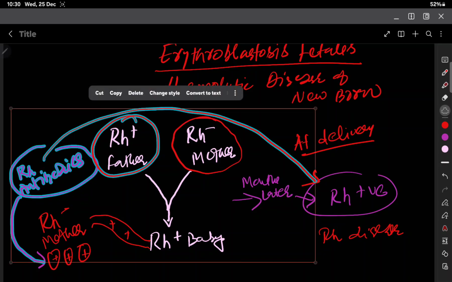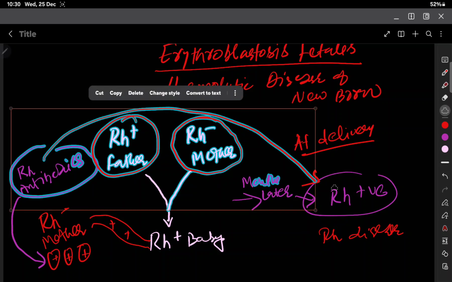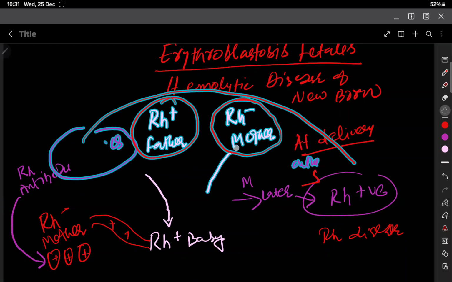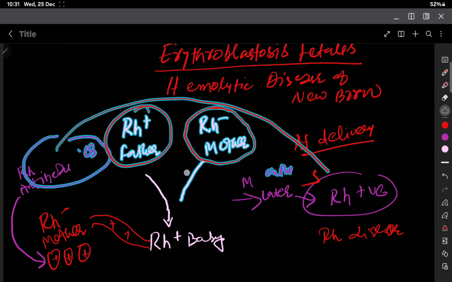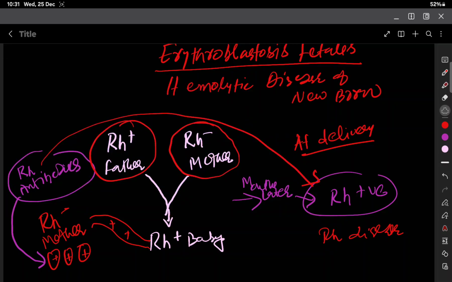When the antibodies are developed, they remain in the mother's bloodstream. Months later, at the second delivery, if the baby is again Rh positive, this mother already has Rh antibodies in her blood. So these Rh antibodies will attack the Rh positive baby, and this disease is called Rh disease.